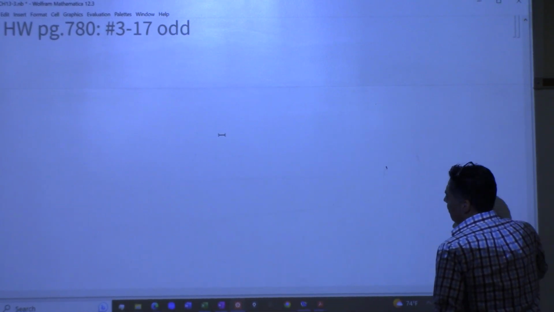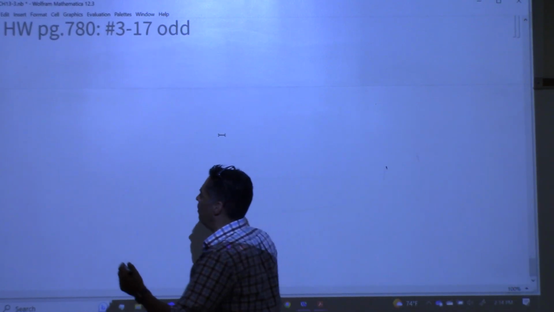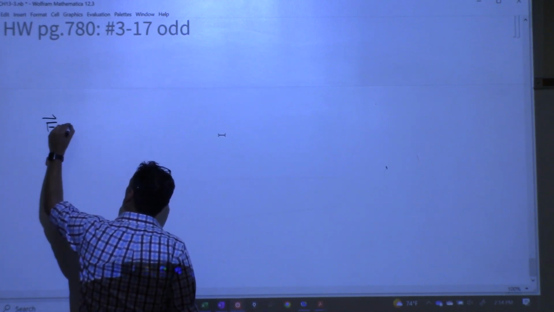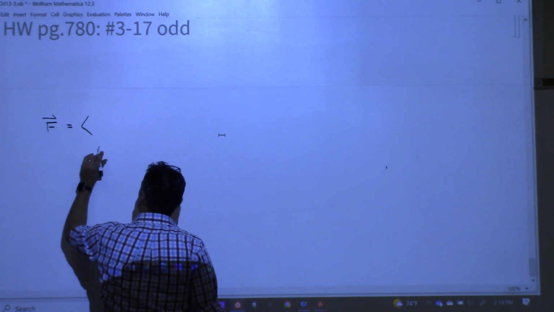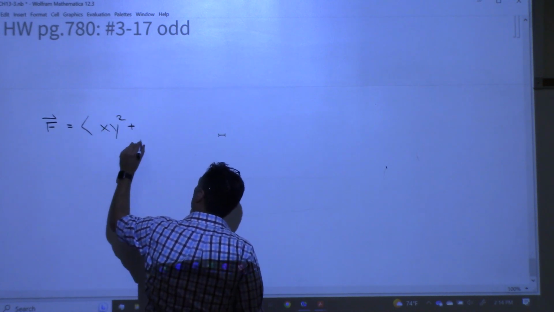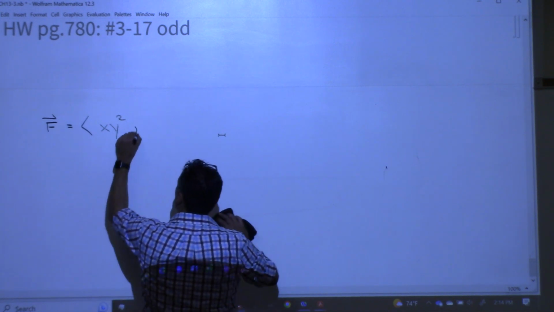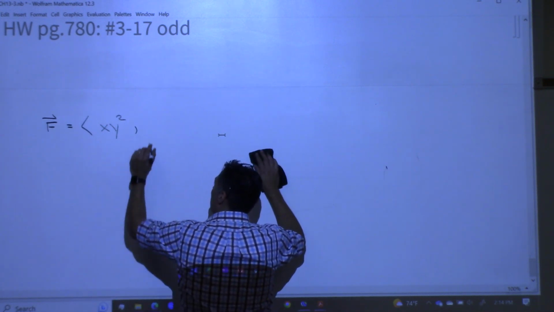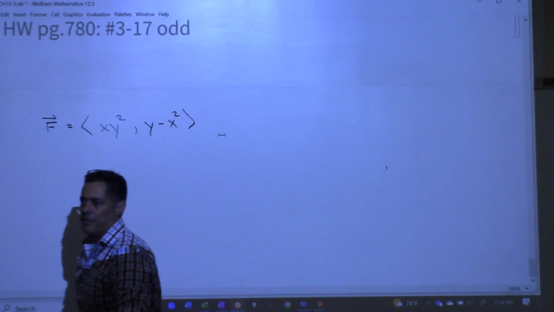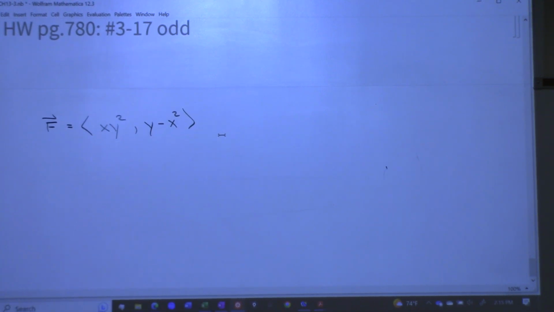Let's just, I feel like this is worth an example here. Let's say I have the field, let's do a two-dimensional vector field. Let's go with x y squared for the first component, and for the second one, let's make it y minus x squared. All right, is that conservative? Why not? I just threw something on the board. I could have made it work.